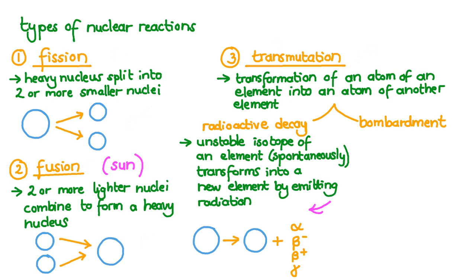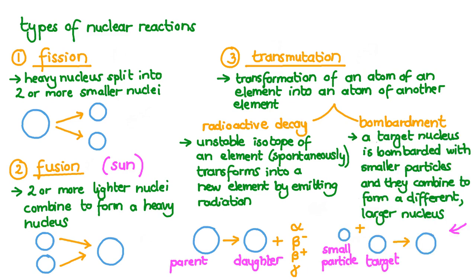We saw this earlier when we looked at the band of stability and the types of particles emitted by unstable nuclei. The unstable isotope is called the parent particle, and the different particle that is formed from this nuclear reaction is called the daughter particle. Many decay reactions, for example alpha decay, also give off other types of radiation, for example gamma rays. During bombardment, a target nucleus is bombarded with smaller particles, and they combine to form a different, larger nucleus. The smaller particles are usually protons, neutrons, or alpha particles.